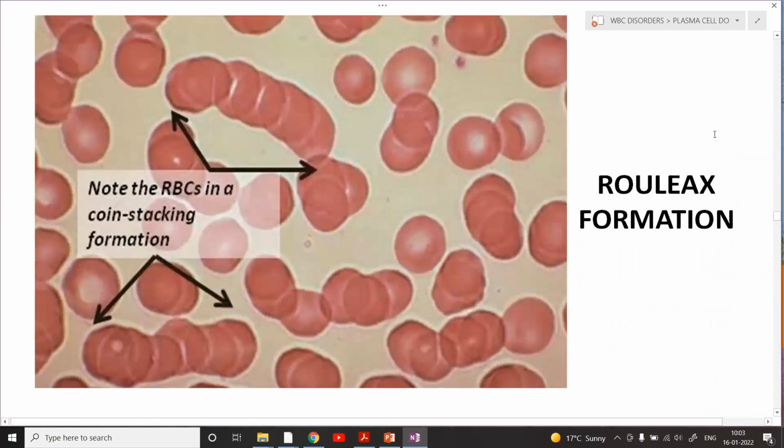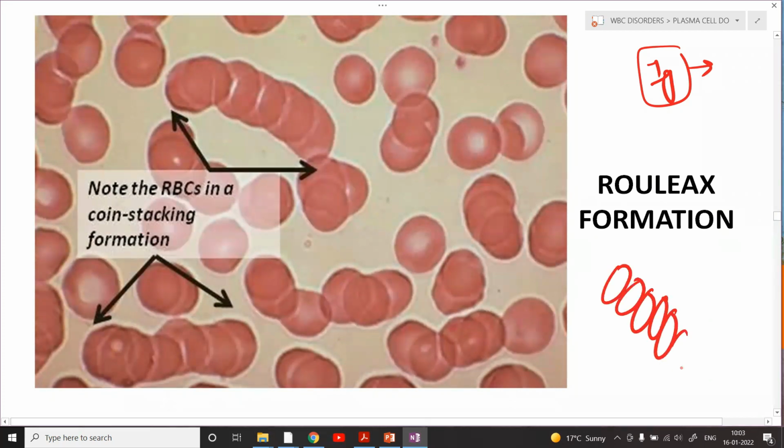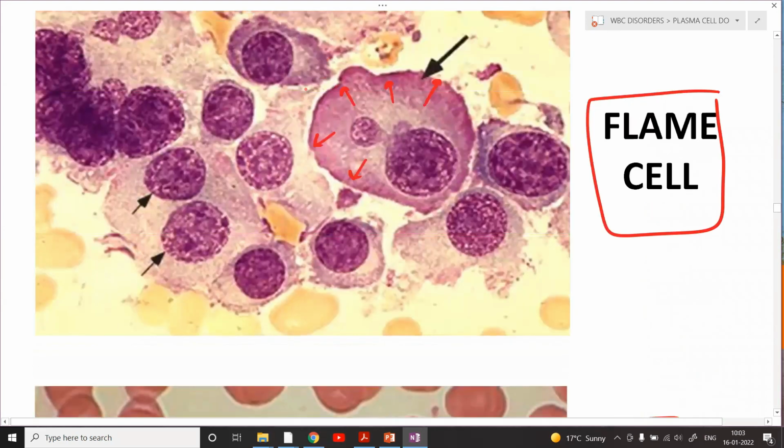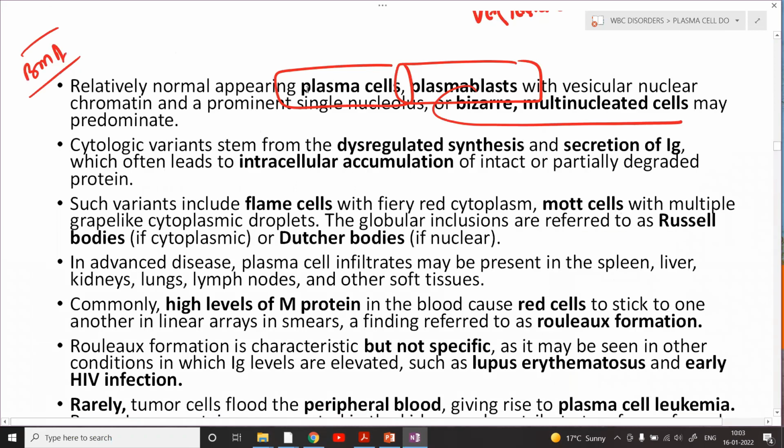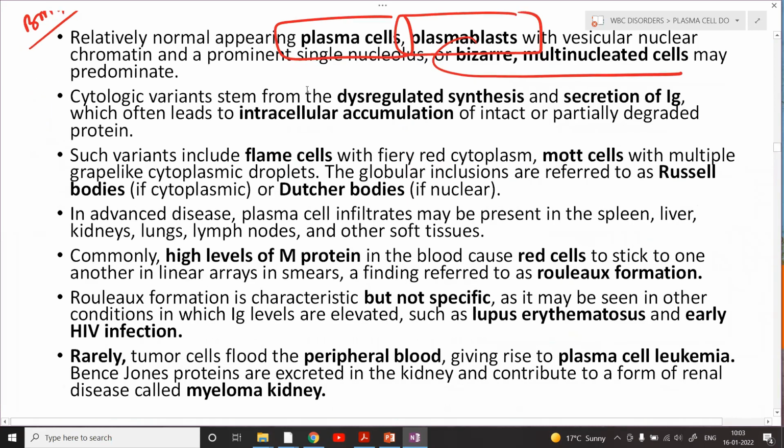And very importantly, because of secretion of immunoglobulins into the circulation, these immunoglobulins cause the RBCs to stack over each other like this. Okay, and this is called rouleaux formation, which is characteristic but not specific for plasma cell myeloma. So this characteristic rouleaux formation is seen in multiple myeloma, but it is not a very specific feature. It can be seen in other conditions like lupus erythematosus.